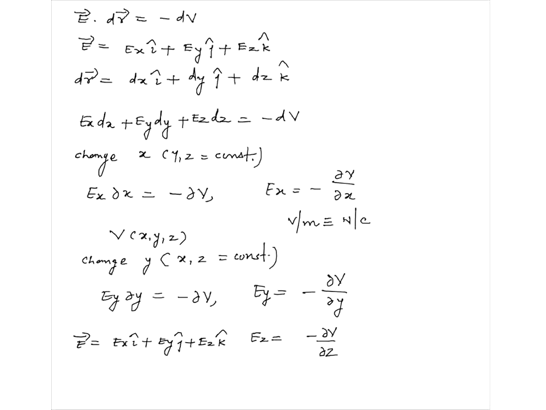As you can see from here, field has to do with rate of change of potential. We have talked about Ex, Ey and Ez. In fact, Ex, Ey, Ez are the components in X direction, Y direction, Z direction. We can find the component in any direction. Look at this. Component of field in any direction.